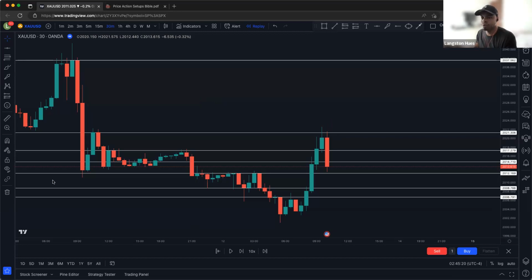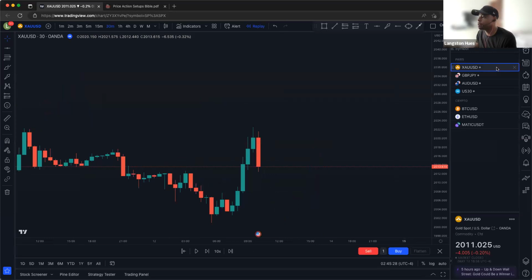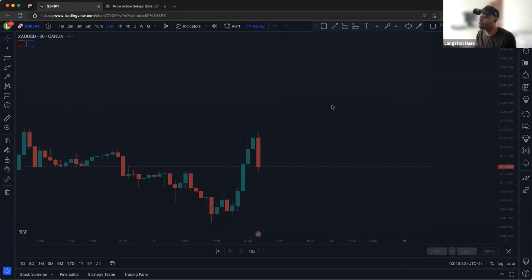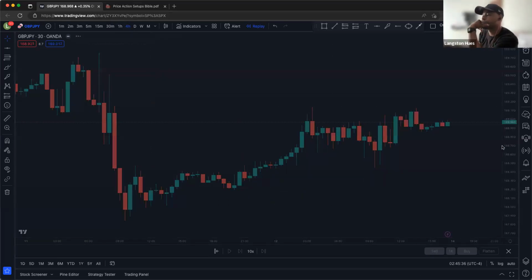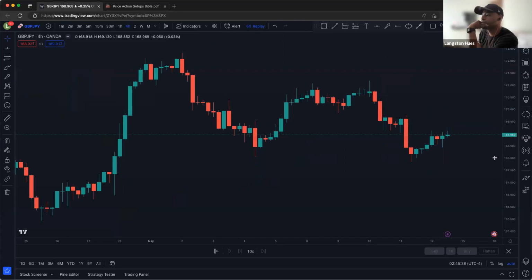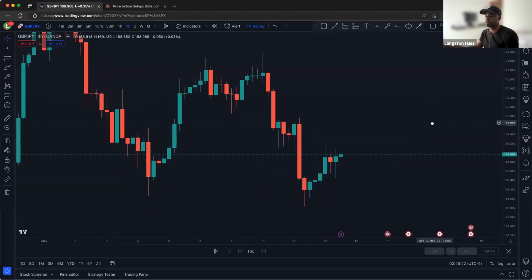Cool. So let's look at some other examples here. Let's clear. Let's just go to another chart. Let's go to British pound. All right, this is British pound. Let's look at the 4-hour. Okay. So where's our first resistance here?